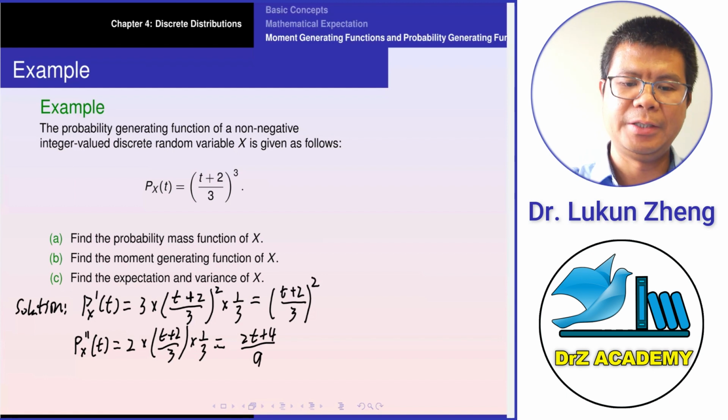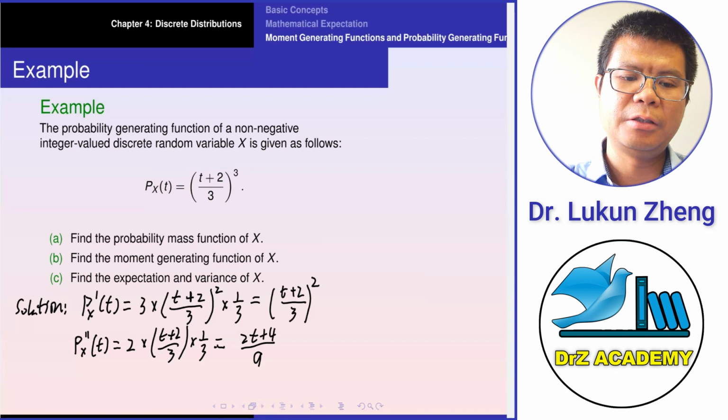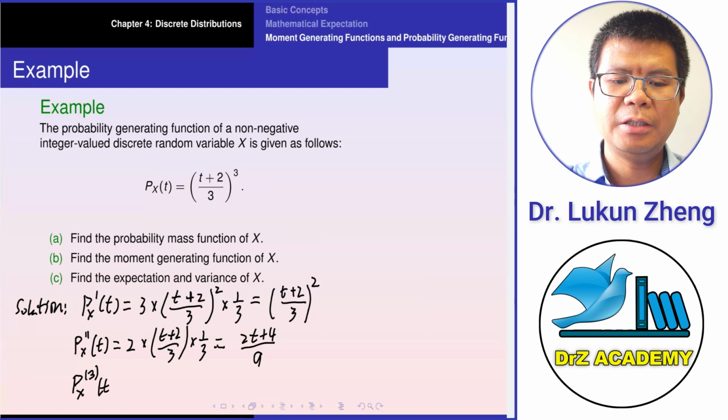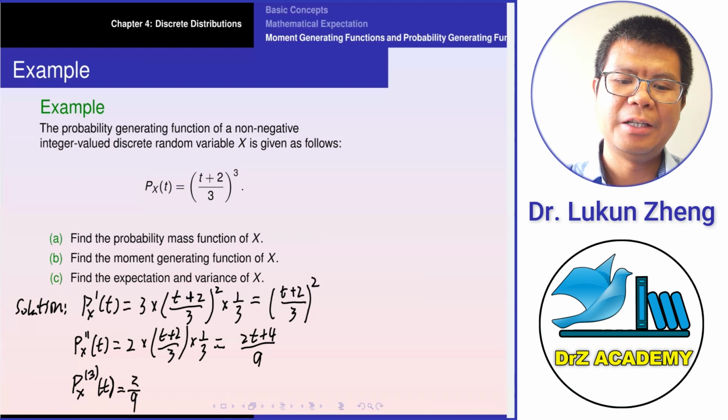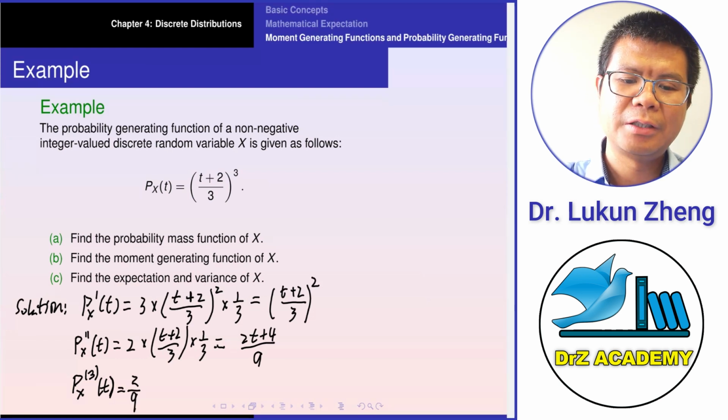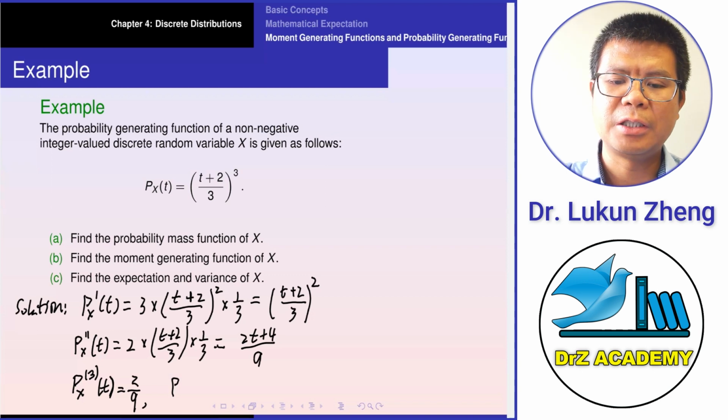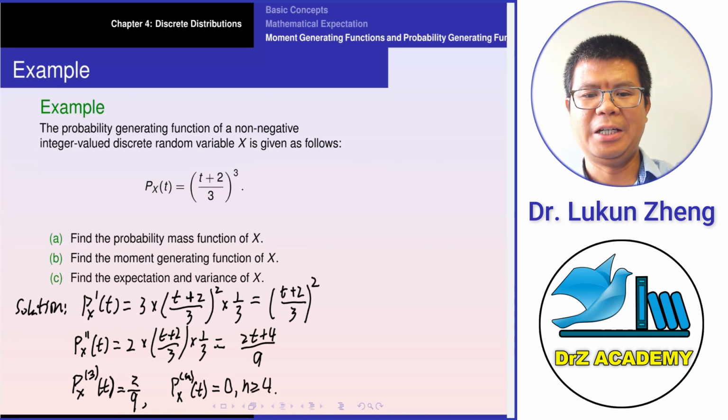So it is 3 times 3, that's 9. So the third derivative is going to be what? Just 2 over 9. And then for all others, the derivatives of X_t are just all 0, for n greater or equal than 4. Okay, so we have that.